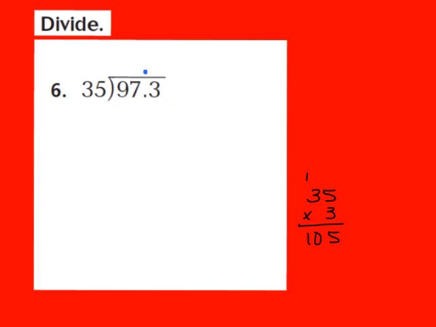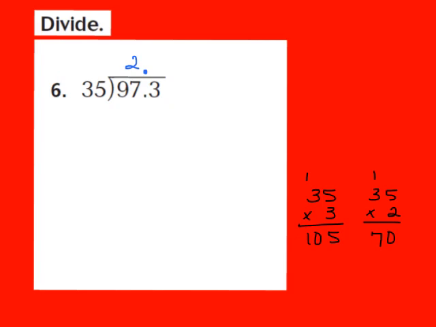So I'm going to have to do another guess and check. I'm now going to take my 35 and I'm going to multiply it by 2. Well, I know that 2 times 5 is going to give me 10, so I'm going to regroup the 1. 2 times 3 is 6, plus the regrouped 1 is going to give me a 7. So I know that 97 divided by 35 is going to be 2. So I'm going to go ahead and write a 2 right up top here above the 7. That takes care of the division step.